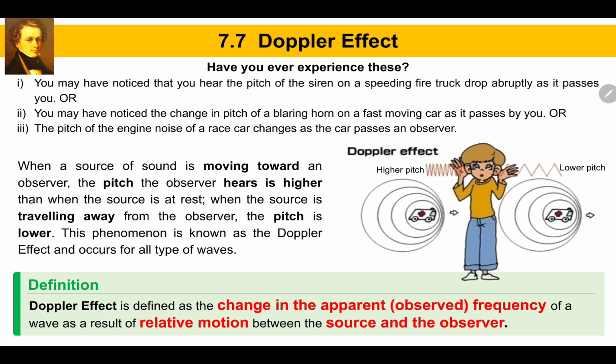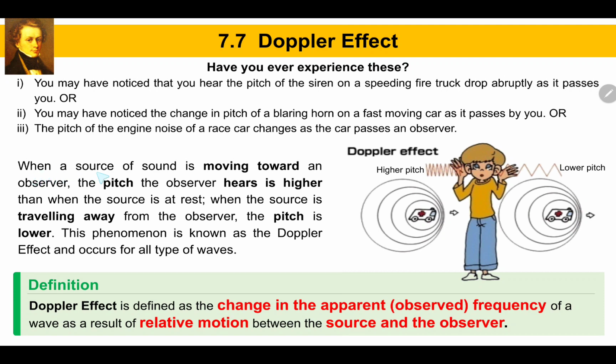So the first slide: what is the Doppler effect? By definition, the Doppler effect is defined as the change in the apparent frequency of a wave as a result of relative motion between the source and the observer. Because there is relative motion between the source and observer, the apparent frequency changes.